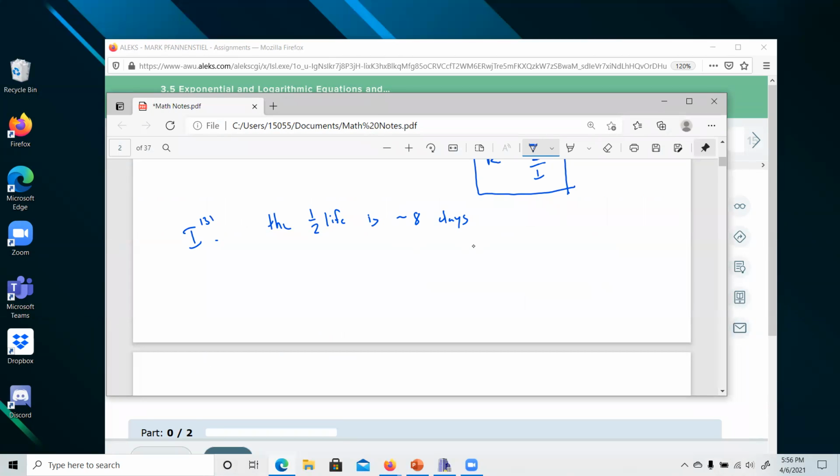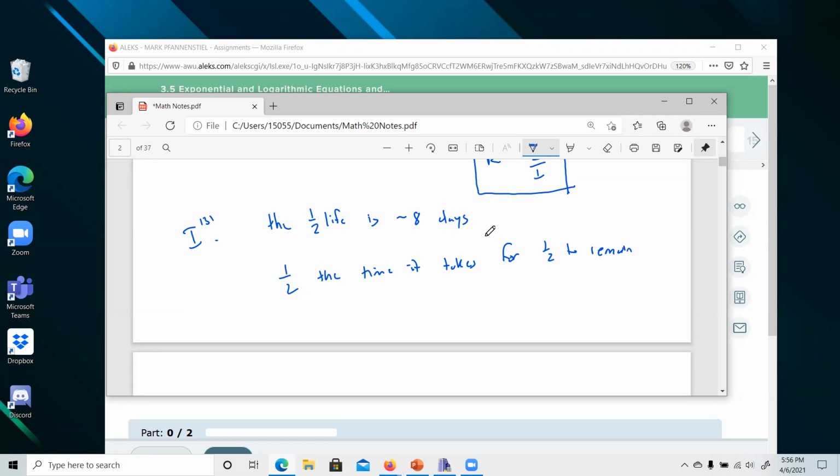Okay, half-life. This is the amount of time it takes for half of this to be left. So a half-life is the time it takes for half to remain.